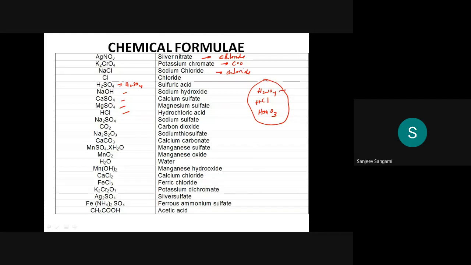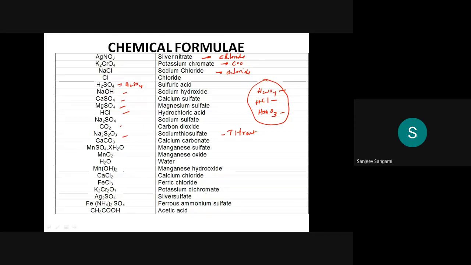That is H2SO4, sulfuric acid, then HCl, hydrochloric acid, then HNO3, nitric acid. Then sodium sulfate, that is Na2SO4, then carbon dioxide, then sodium thiosulfate, normally we'll use it as a titrant for many of our experiments. It is a titrant. Then calcium carbonate, then manganese sulfate, manganese oxide, MnO2, and water, H2O, that you already know.